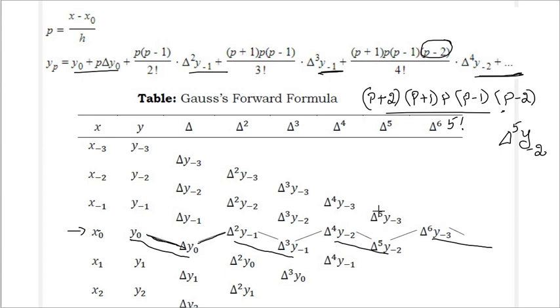And next, the term p minus 1 will increase, and delta cube y minus 2 and delta power 4 y minus 2. Now here onwards you can see them as pairs. So this is the Gauss backward interpolation formula.